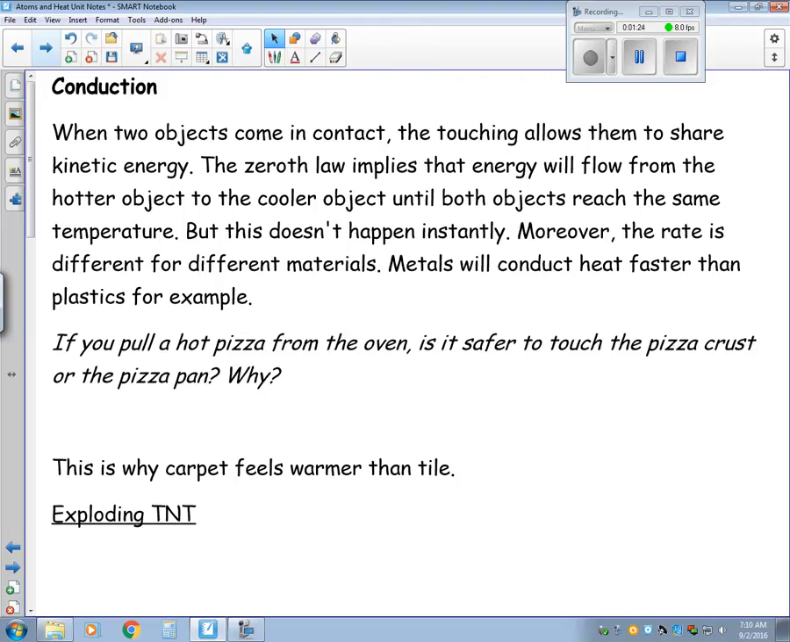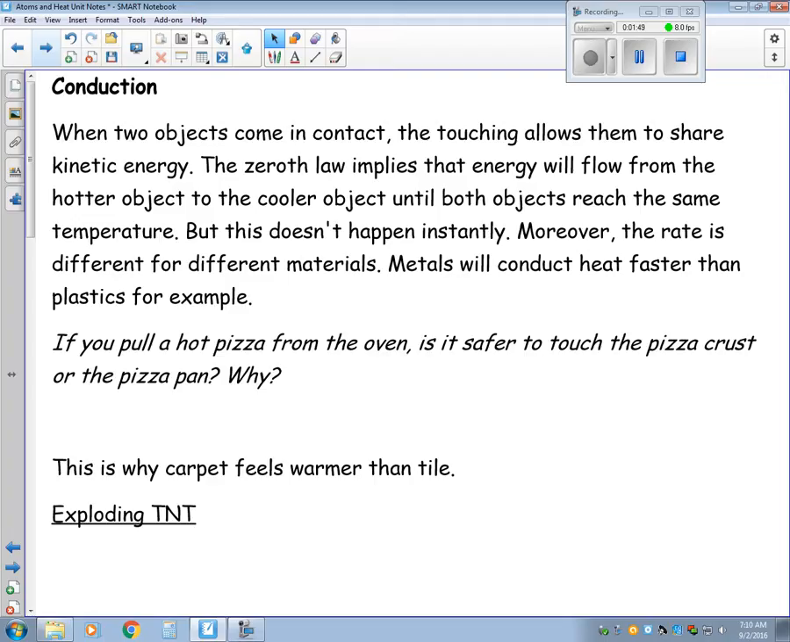All right, conduction. When two objects are in contact, the touching allows them to share kinetic energy. The zeroth law then implies that the energy will flow from the hotter object to the colder object until they both reach the same temperature. This doesn't happen instantly, and the rate will be different for different materials. Metal conducts heat faster than plastic.